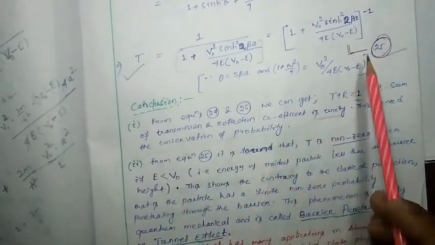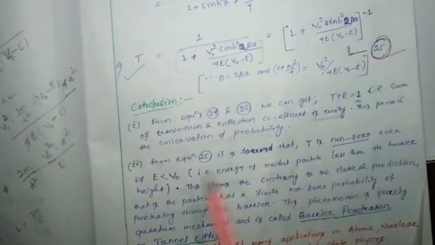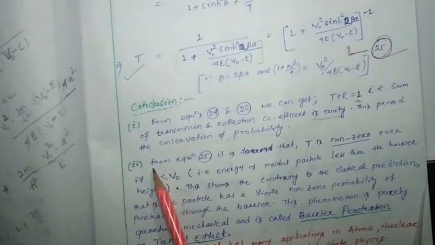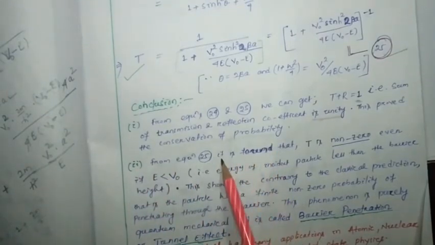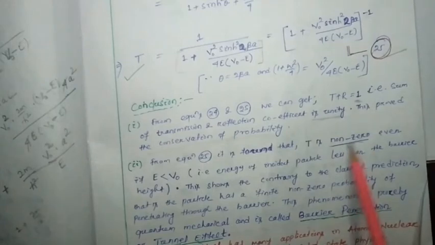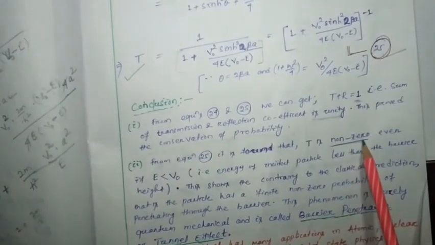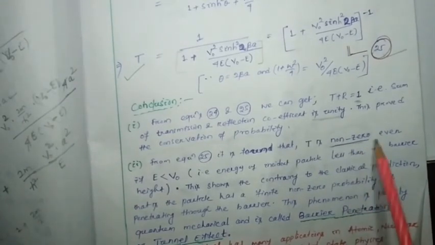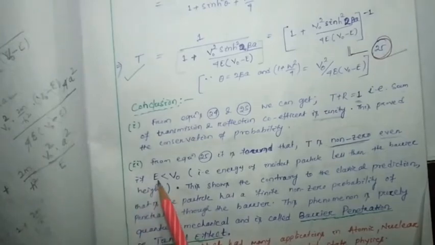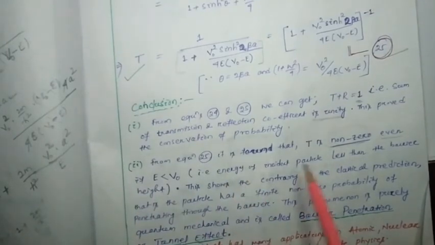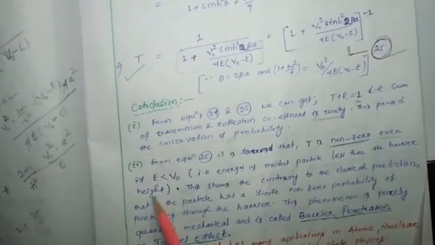From equation number 25, it is found that T is a non-zero value. Okay, this is a surprising one. That means even if E is less than V0, that is, the energy of the incident particle is less than the barrier height.